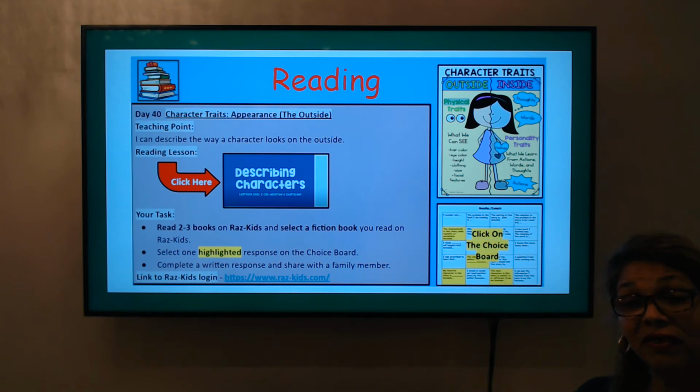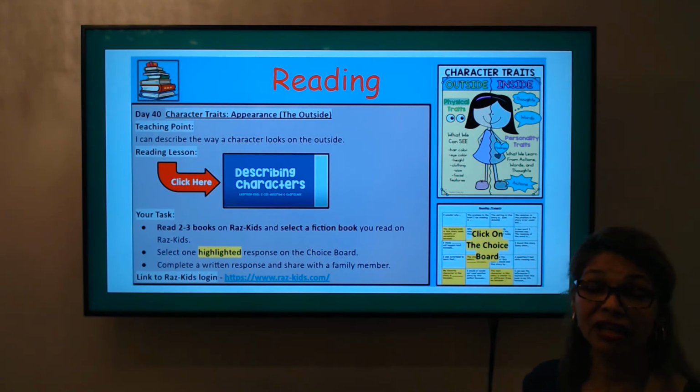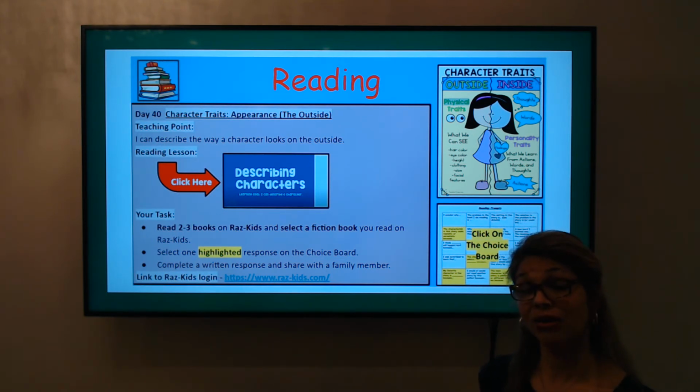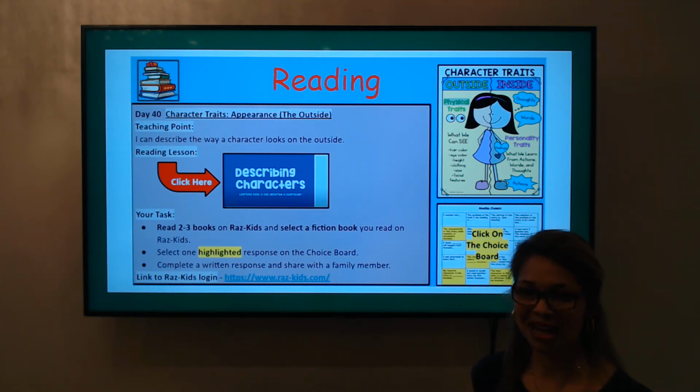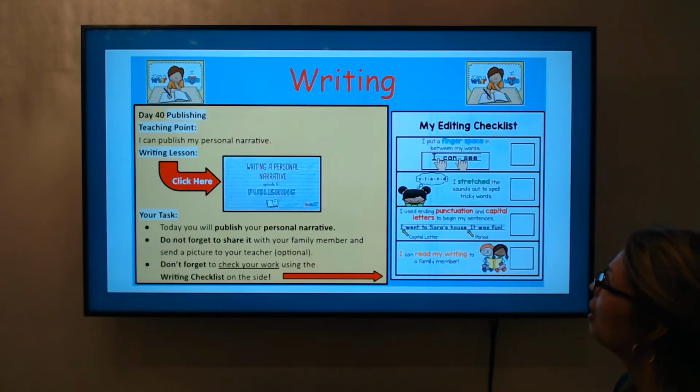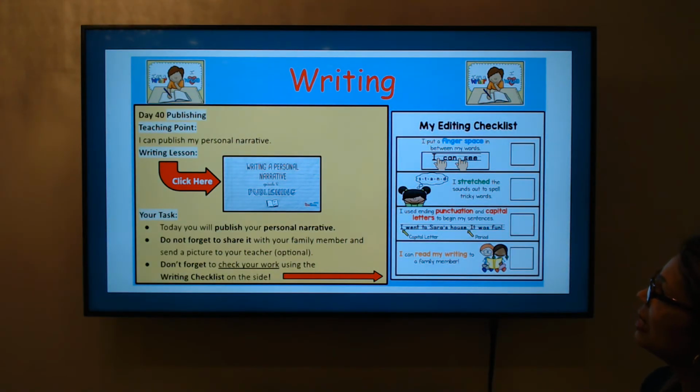If you're having any difficulty at all navigating RAZ Kids, or you're finding that you don't have access to the Level Up Reading Room, please contact your teacher immediately, or certainly contact me. I have access to everyone's usernames and passwords, and I'm happy to assist you in any way I can. Okay? All right.